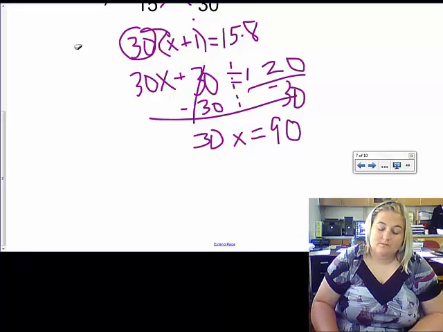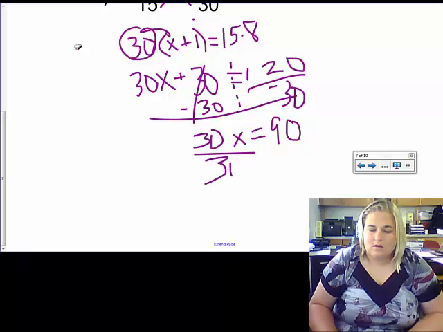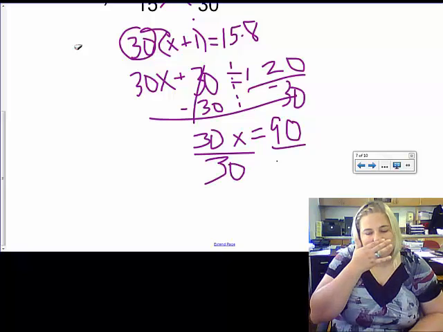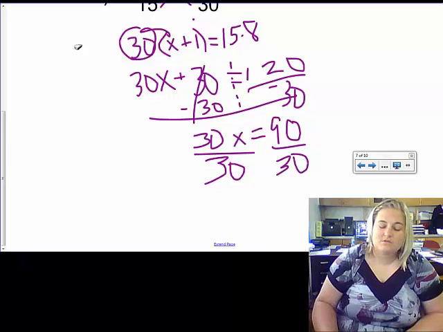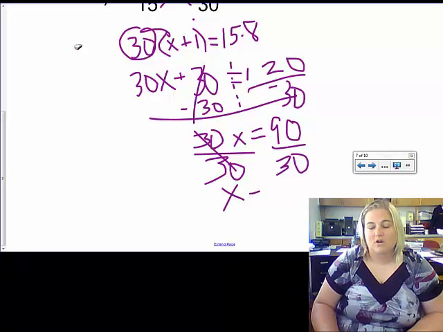And to get X by itself, again, I must move that 30, and to do that I'm going to have to divide because it's originally being multiplied. I must do the opposite. So I end up with X equals 3.